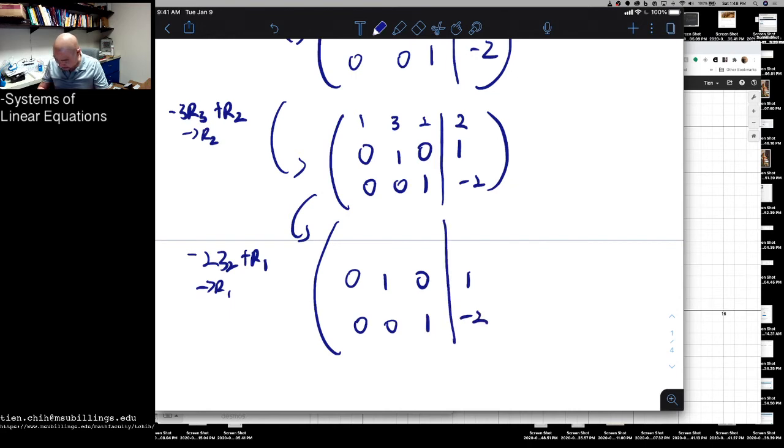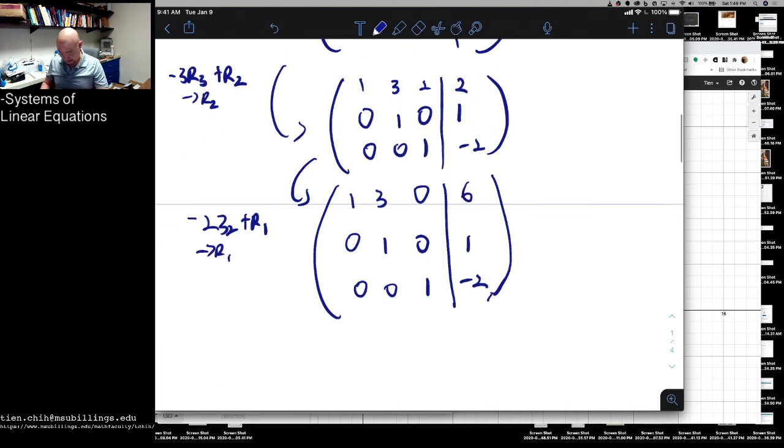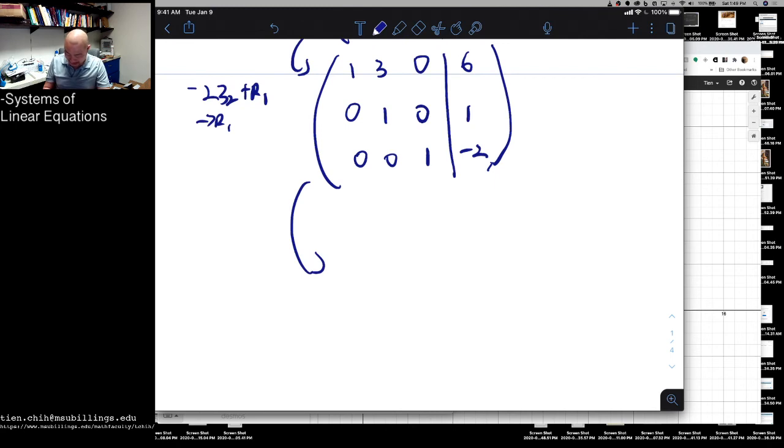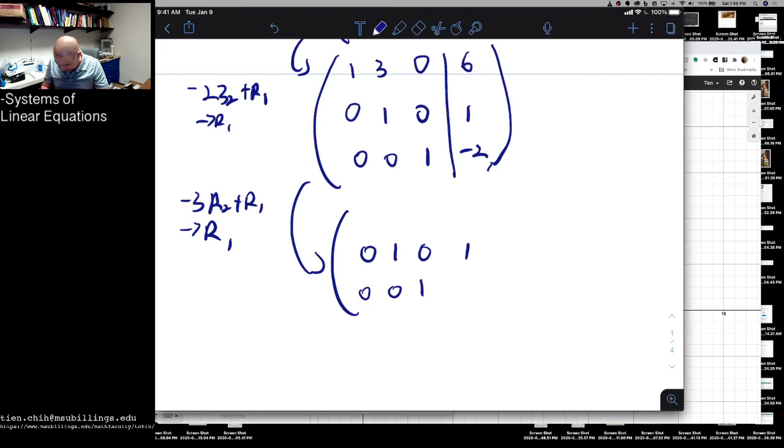And in my top row, I'm going to get 1, 3, 0. -2 times -2 is positive 4 plus 2 is 6. And in my last step, I'm going to take -3 times the second row and add it to the first row, store it in the first row, and that's going to give me 0, 1, 0, 1, 0, 0, 1, -2, and 1, 0, 0, 3.